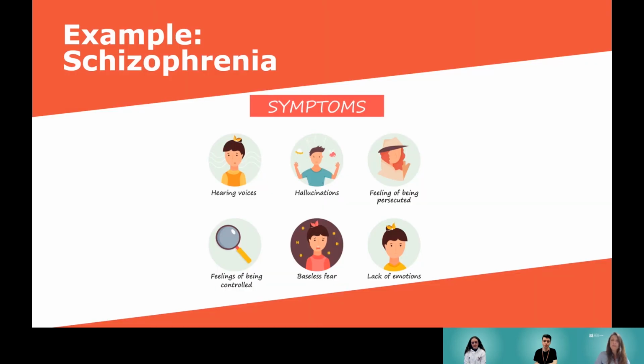Here is an example of different schizophrenic symptoms, such as hallucinations and fears of being controlled, and we'll learn about different explanations for these different symptoms and the ways in which they're treated.